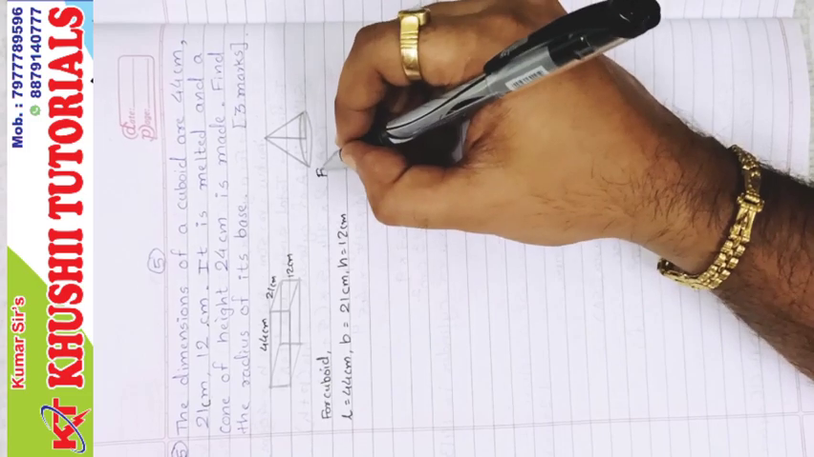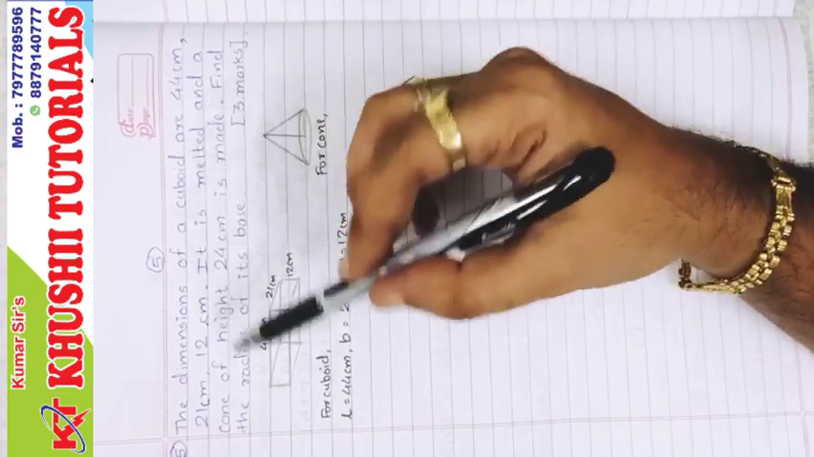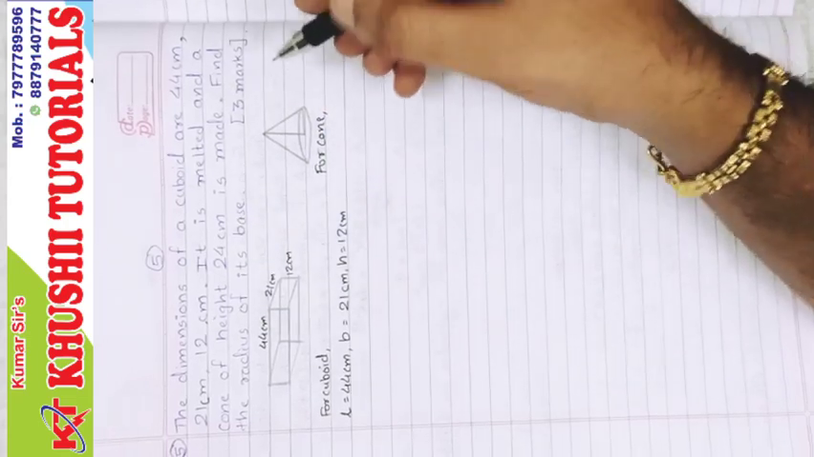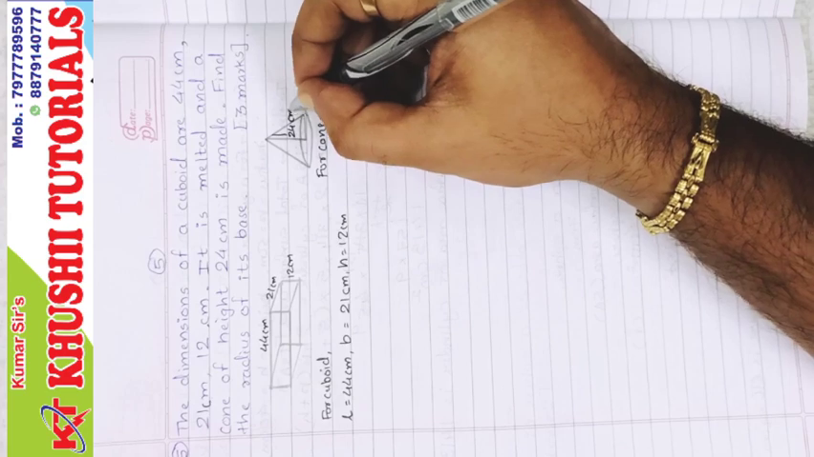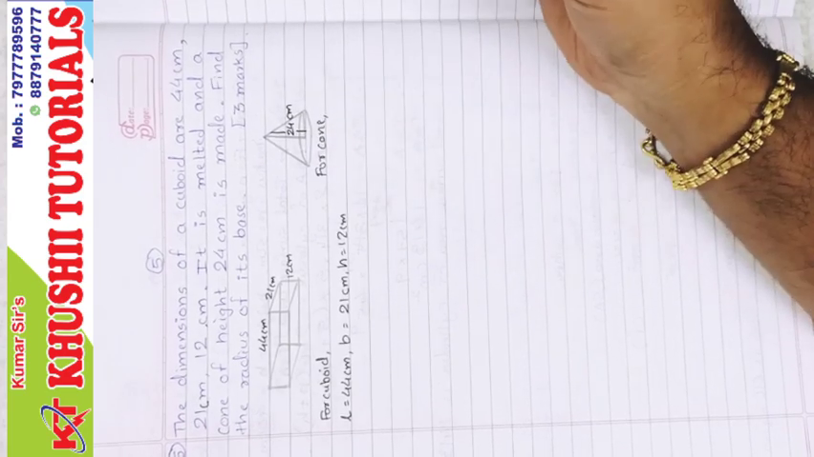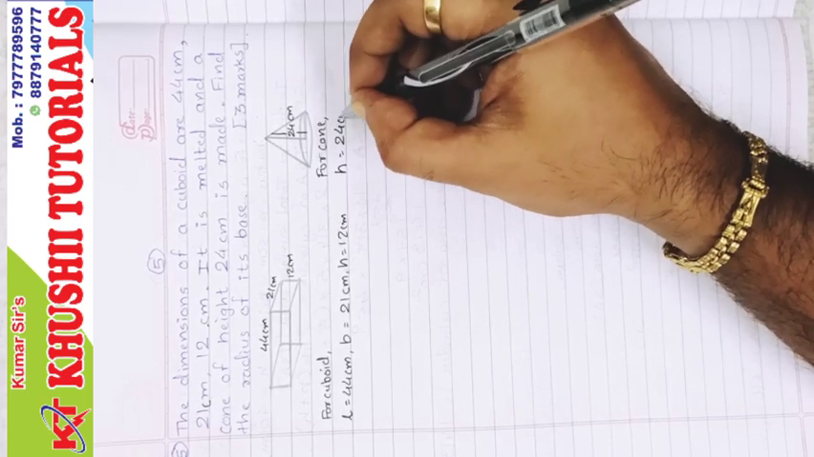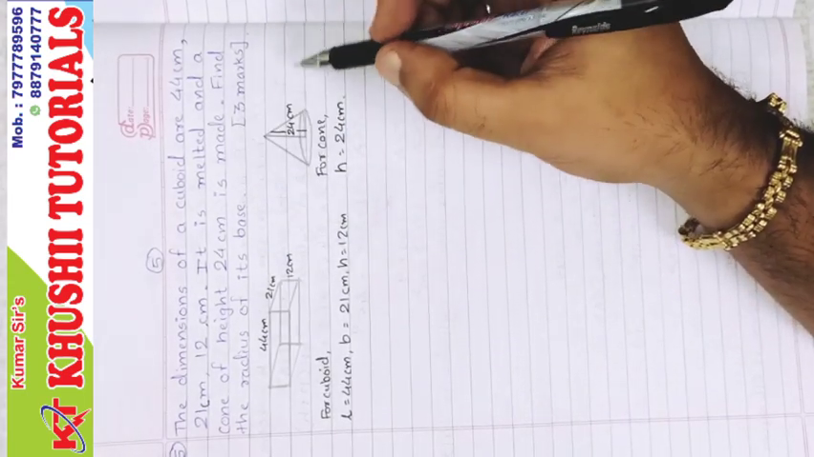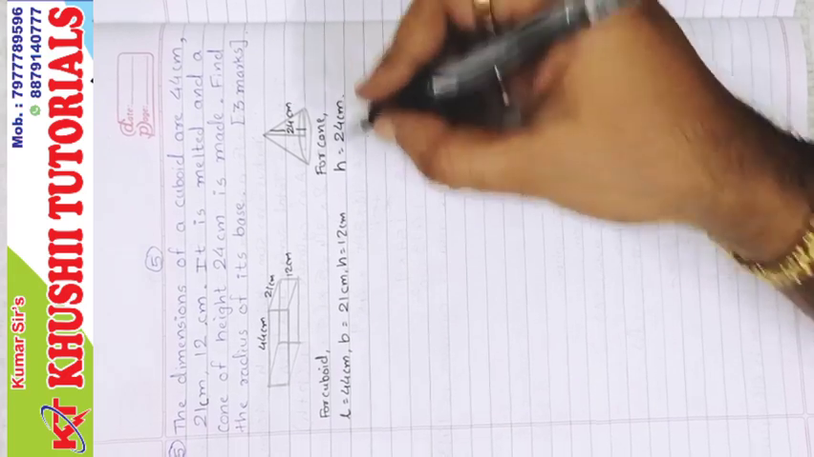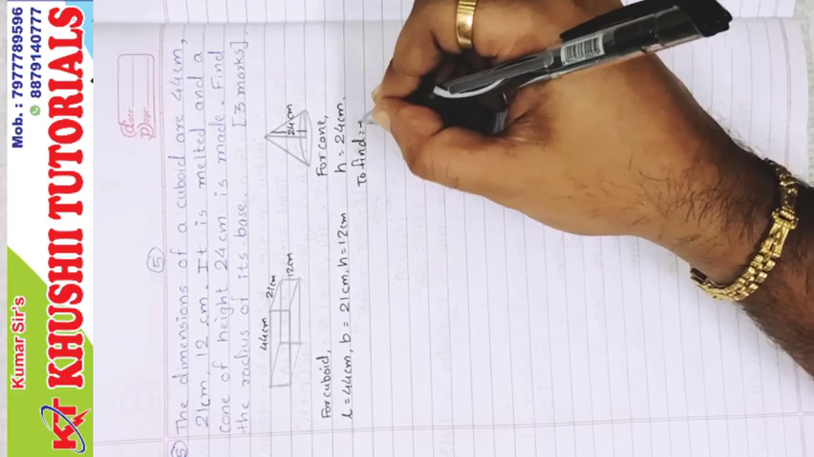Now for the cone. Now it is melted and a cone of height 24 centimeter is made. The height of the cone is 24 centimeter. Find the radius of its base. We need to find the radius of the cone.